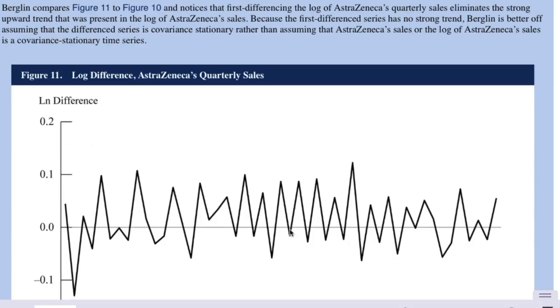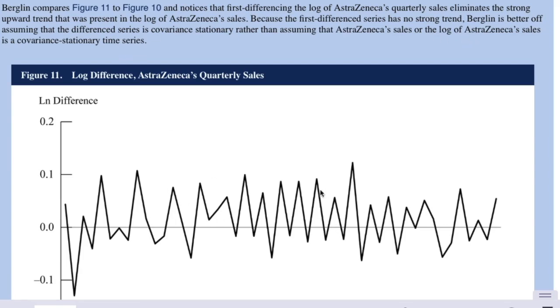Here's what we get. Well, that looks reasonable, right? It looks like there's a mean reverting level. The variance looks like it's well kept within a certain range. So Berglund compares figure 11 to figure 10 and notices that first differencing the log of AstraZeneca's quarterly sales eliminates the strong upward trend that was present in the log of AstraZeneca's sales. Because the first differenced series has no strong trend, Berglund is better off assuming that the differenced series is covariant stationary rather than assuming that AstraZeneca's sales or the log of sales is a covariant stationary time series.